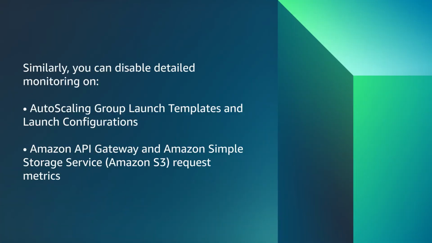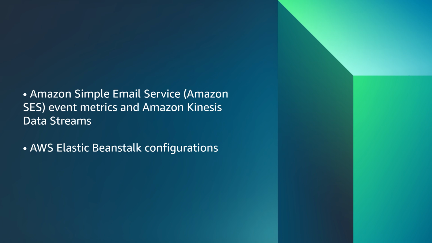Similarly, you can disable detailed monitoring on Auto Scaling group launch templates and launch configurations, Amazon API Gateway, Amazon Simple Storage Service request metrics, Amazon Simple Email Service event metrics, Amazon Kinesis Data Streams, and AWS Elastic Beanstalk configurations.